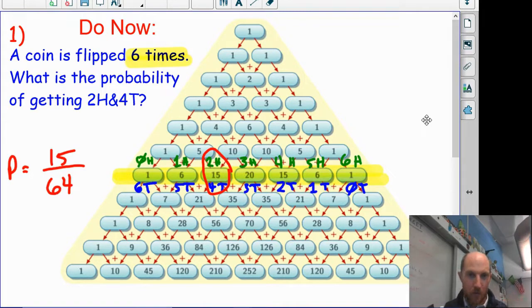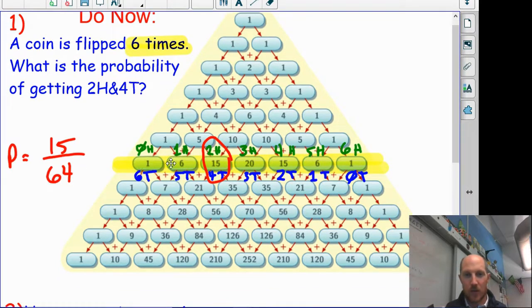Well, so 6 coin flips. We've got to look at the 6th row of Pascal's triangle. I've got that highlighted in yellow. And then we can take a closer look at how to do the rest of this. But I'm going to count across that row, starting from 0 successes. You could count successes as either heads or tails, whichever way you feel.